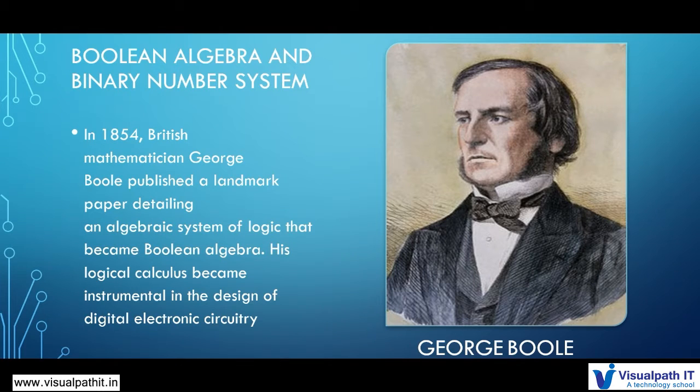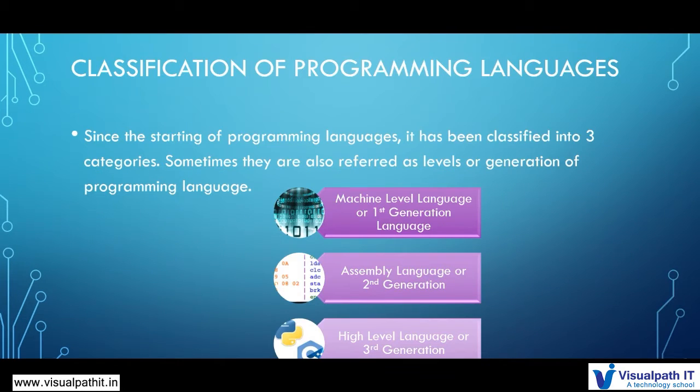Computers use those digital electronic circuits to understand the instructions that we feed and perform the corresponding operations. So the first programming languages were written in binary, which interacted with the machine and gave us the output. Since the start of programming languages, they have been classified into three categories. Sometimes these are also known as levels or generations of programming languages.